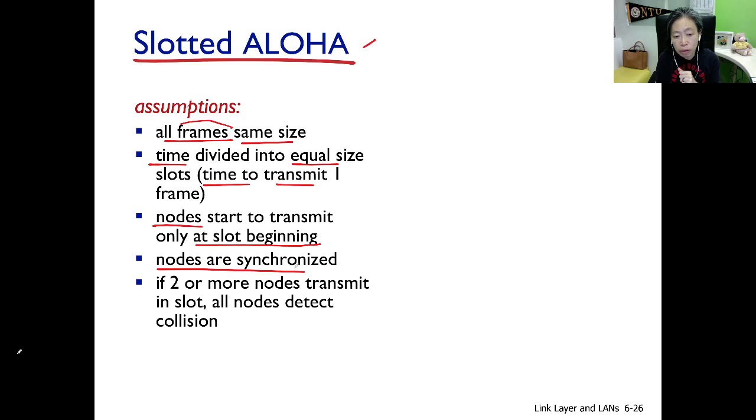So all nodes are synchronized, of course. Otherwise, they won't know, right, when it's the beginning of a time slot. When two or more nodes transmit at the same time, all nodes will detect the collision.